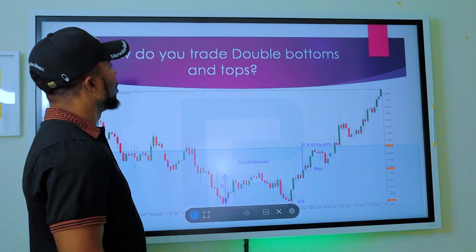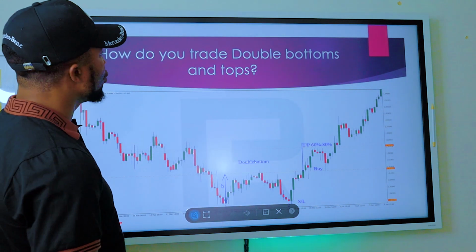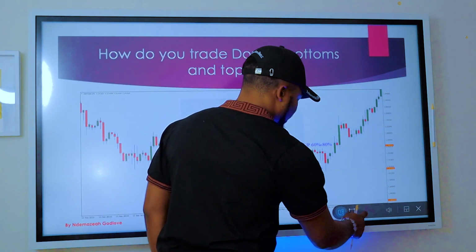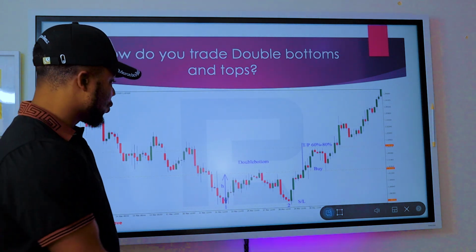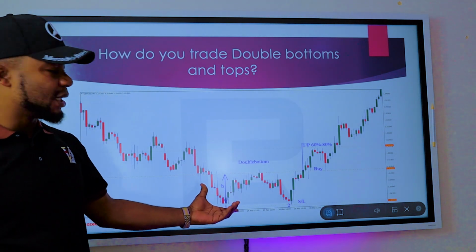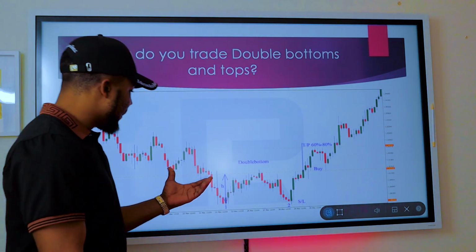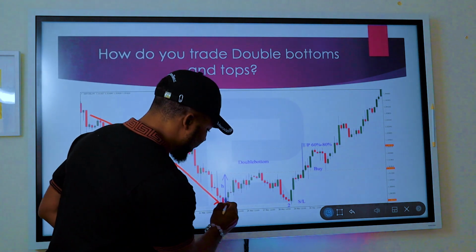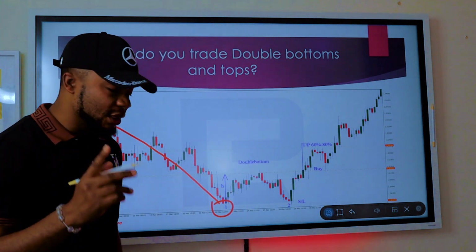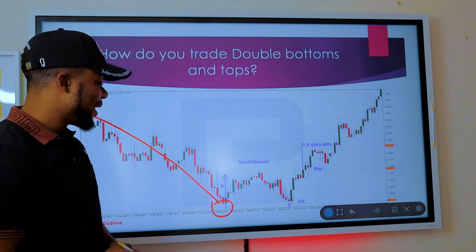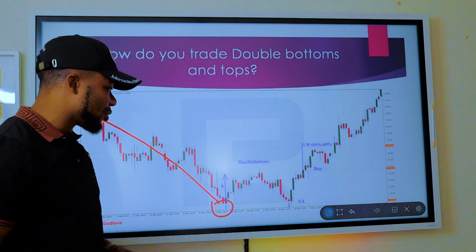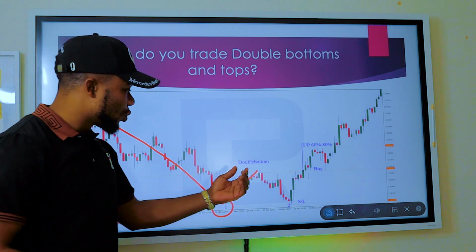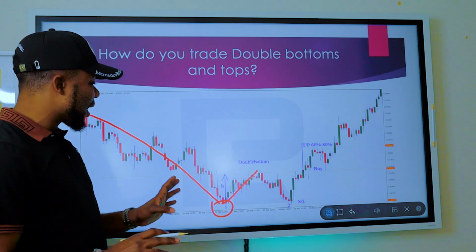Now let's talk about how you trade double bottoms and double tops. This is very easy and it's self-explanatory. I've already explained it. Let's take this example. This is our double bottom, right? If my double bottom is here and the market is sloping down, as soon as I see my first bottom, listen to this very carefully, please, I'll be waiting to see where the neckline will be formed. So I'll be waiting to see where the market will turn.